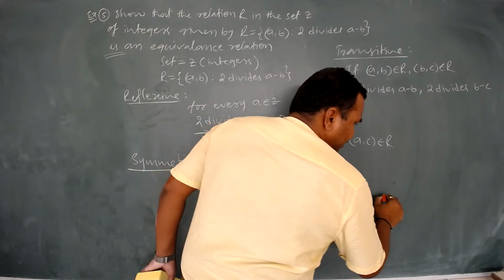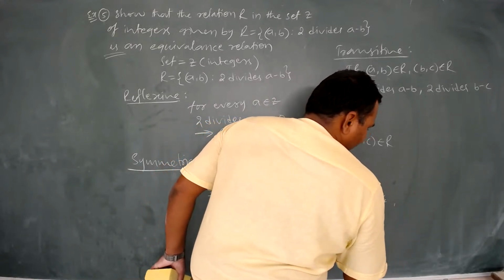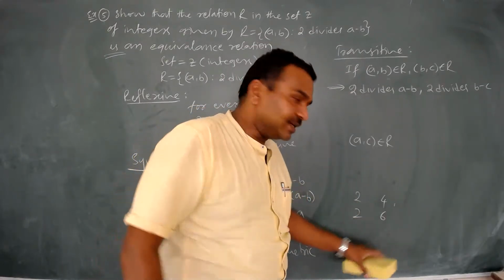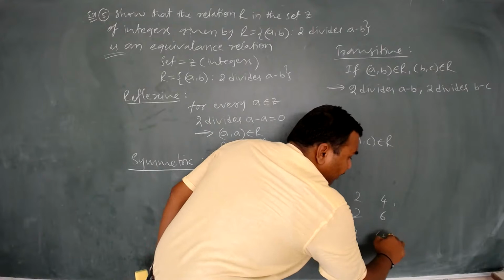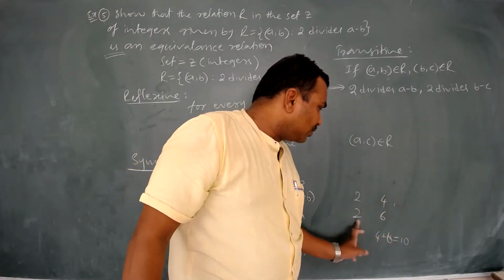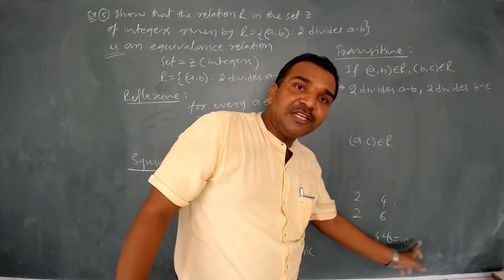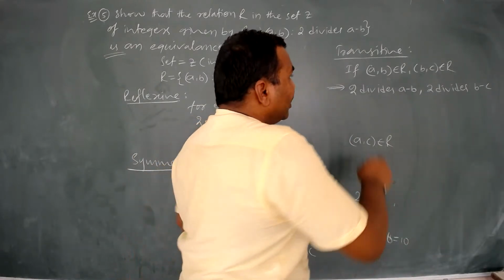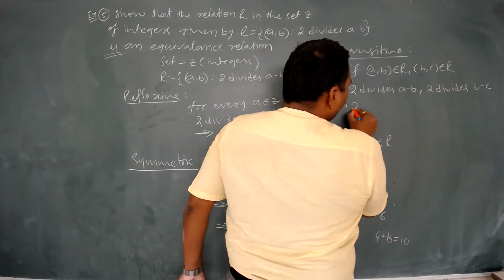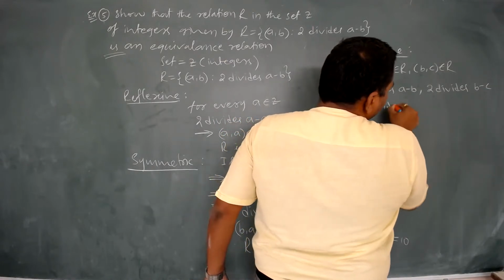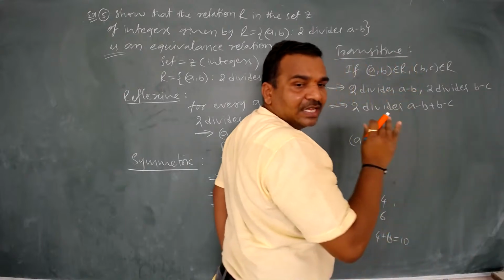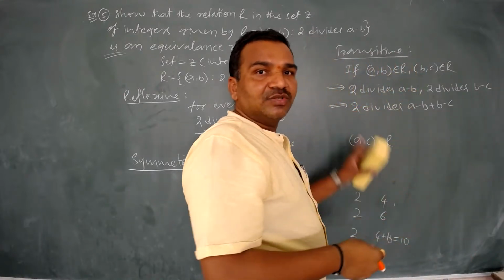Just try to understand. 2 divides 4, 2 divides 6. Correct? Then 2 divides 4 plus 6, that is 10. Correct now? If 2 divides 4 and 2 divides 6, then 2 divides 4 plus 6 also. In the same way, if 2 divides a minus b and 2 divides b minus c, then 2 divides (a minus b) plus (b minus c) also. It means the sum of two integers divisible by 2 is also divisible by 2.